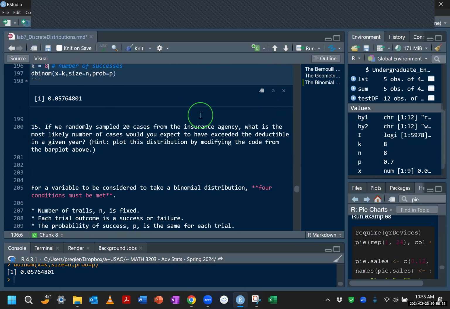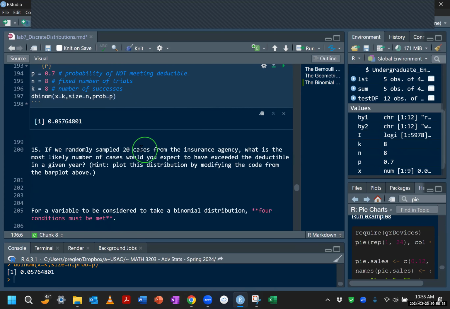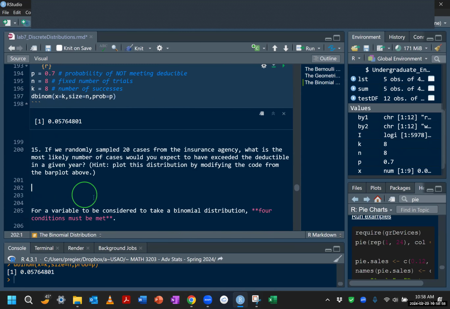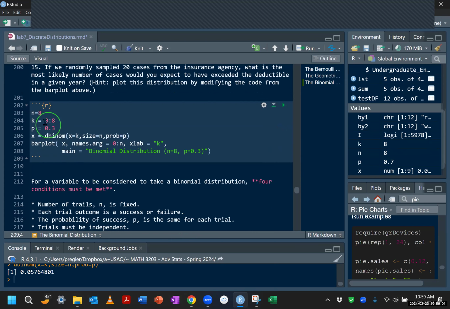So what about number 15 says, if we randomly sample 20 cases, instead of 8, we got 20, what's the most likely number of cases we would expect to see from our distribution? So how we could look at this is by looking at the distribution of all cases, which we did very nicely here in this bar plot. So I'm just going to copy this whole bar plot. I'll put it here for number 15. So this bar plot that we made, I'm just going to modify my numbers now. We're looking at 20 people instead of 8.